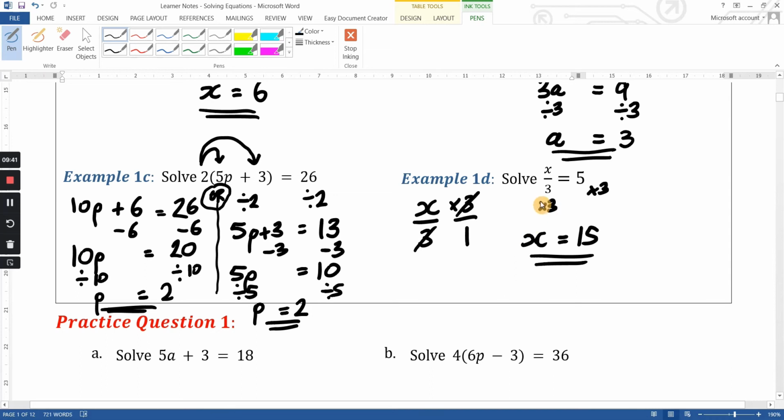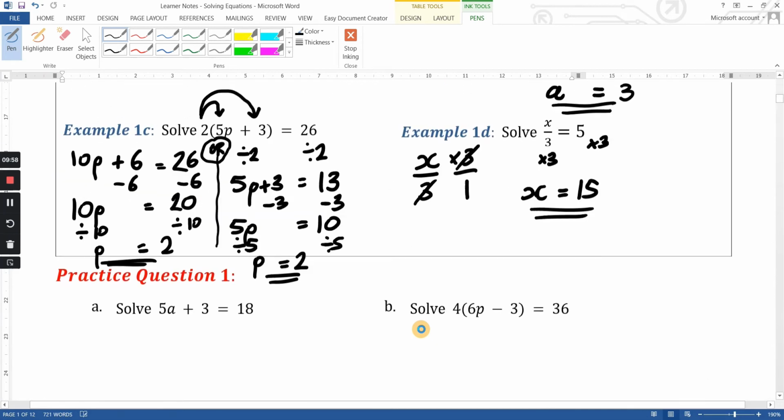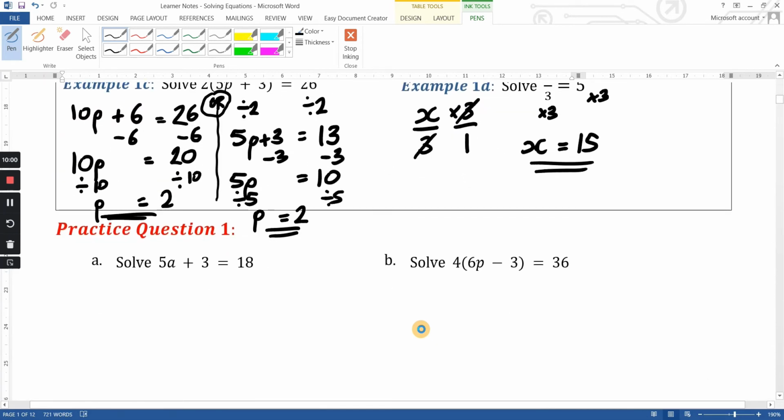So to get rid of a fraction, all you do is just multiply by the denominator. Obviously you'll have to do it to the other side as well. That's how you get rid of fractions. So pause the video, have a go of the next ones yourself. When you're ready, unpause the video and we'll go through it.